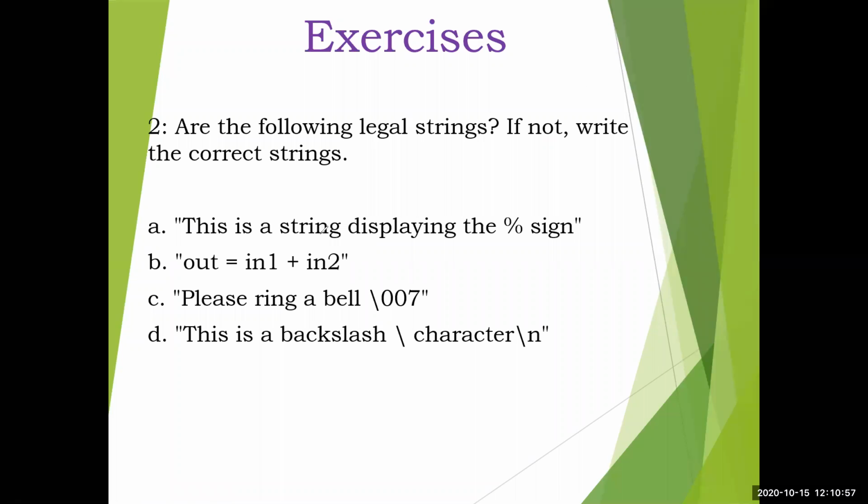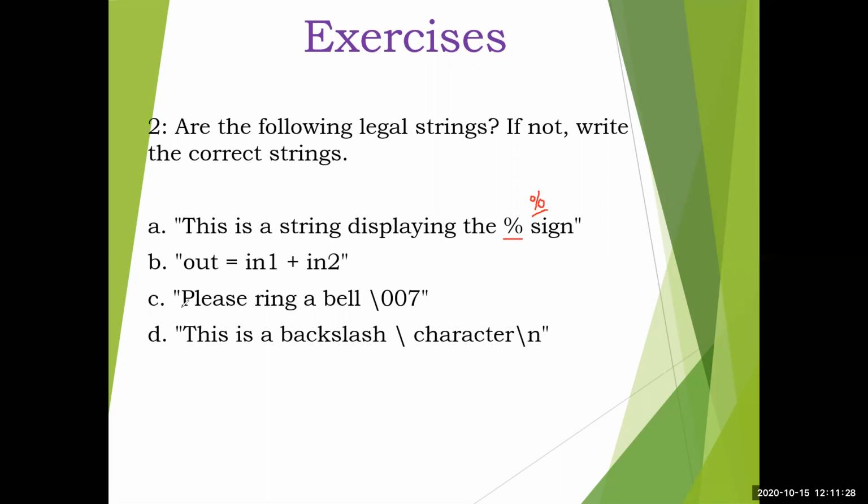First one, this is a string displaying the percentage sign. Since here 1% has come, if you have to display the percentage sign, you have to write percentage 2 times. We have seen in the strings the format specifier, so we have given a table there, right? So how we have to use. So if you have to display percentage sign, then you have to write one more percent, so that's why it is illegal. So you need to add one more.